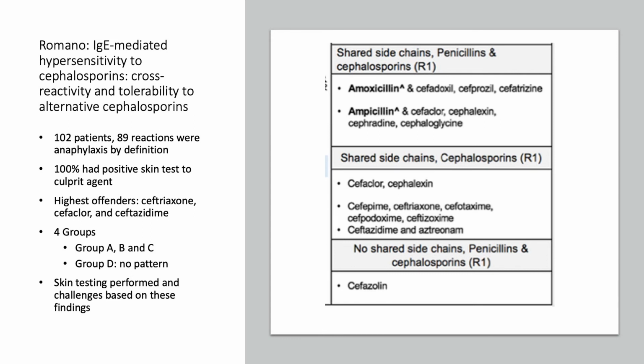So what happens literally is I see a patient in clinic, I assess what drugs they reacted to, I skin test them to the drug, or to the panel, and if they are negative, I challenge them to a cephalosporin that's in a different group. You can also use this when you're considering doing a cephalosporin challenge to someone with a cephalosporin allergy. Pick a cephalosporin with a different R group, put them in a safe place, like an infusion center or in the hospital, and challenge. And cefazolin, once again, not going to cross-react.